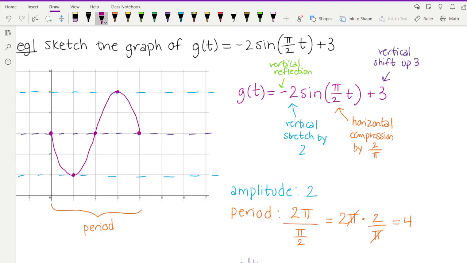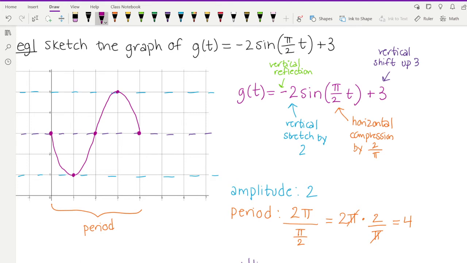And that's it. I think it can feel really complicated when you read all these different transformations. It's like, what do those actually look like in the graph? But I think if you can keep track of the midline, the amplitude, and the period, and then just use symmetry, it's really not that bad to fill out the rest of it.